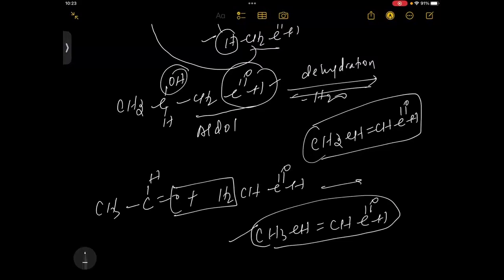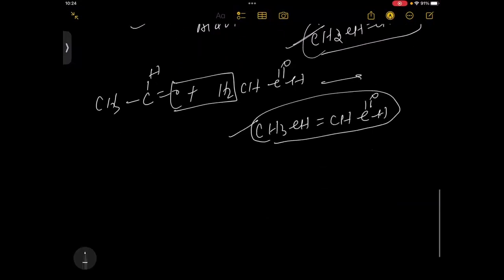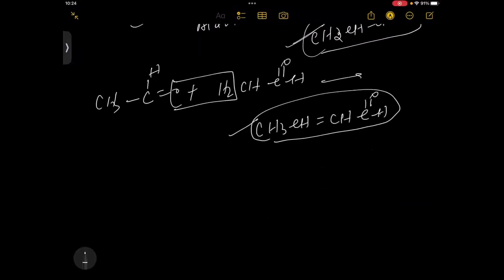If you want to write the aldol, you can write here, and then dehydration takes place, and then you can get the condensation product like that. So in any way you can write here. It depends on what desired product you have. Now the main point is that we understand the base catalyzed reactions.